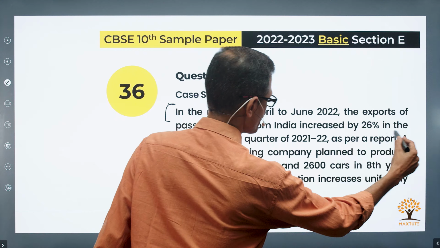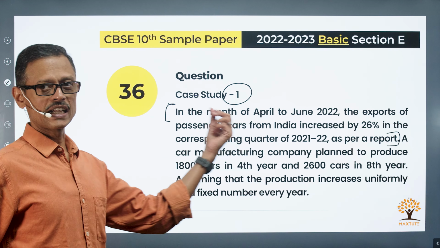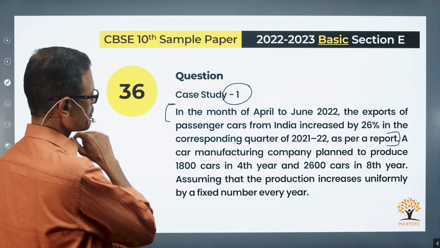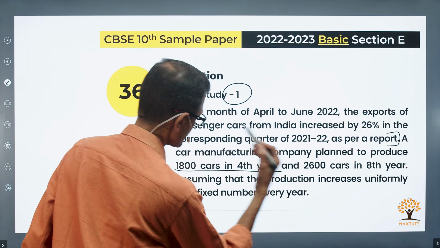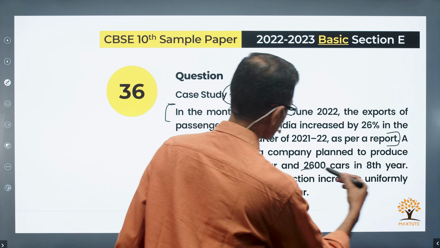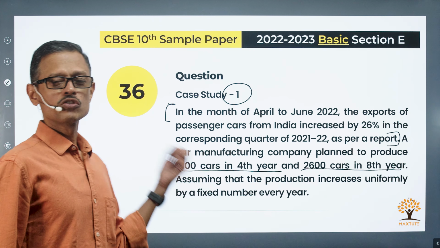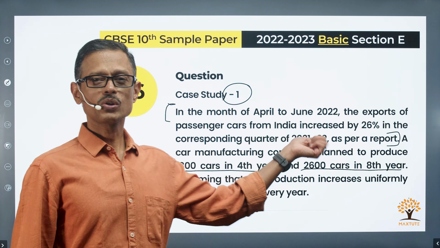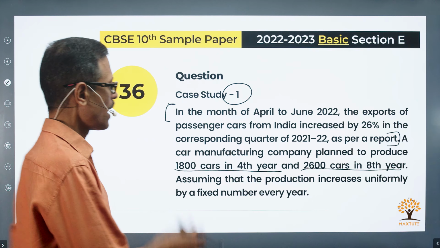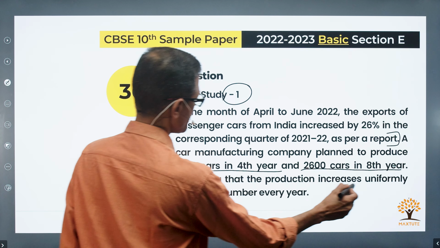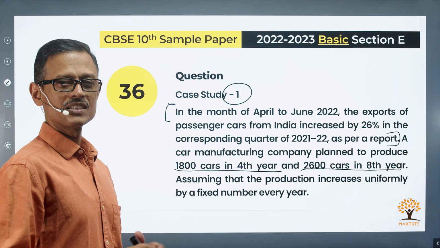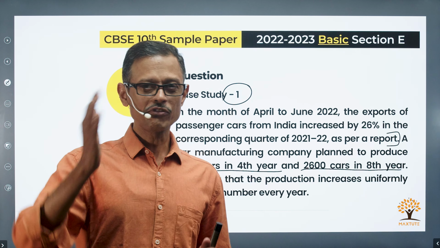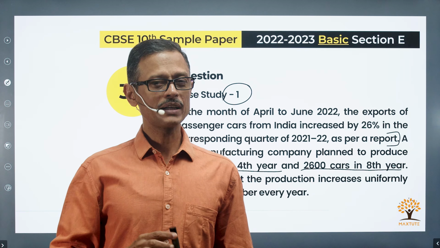This is information which is interesting but not relevant to the question. A car manufacturing company planned to produce 1800 cars in the 4th year and 2600 cars in the 8th year. So 1800 in the 4th year, 2600 in the 8th year. Assuming that the production increases uniformly by a fixed number every year. The production increases uniformly by a fixed number every year, right?